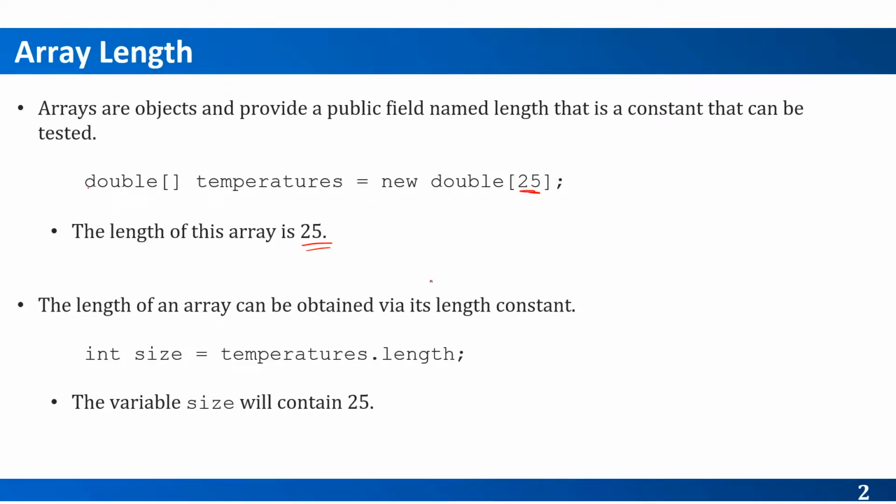Now, one thing that you need to learn is that later on, if you want to access the length of the array, you can access it using the reference variable dot length. So if I say int size is equal to temperatures.length, that is going to return an integer that will be stored in size, and that is going to be the length, which is 25. So that is a very nice way to access it, so you don't have to hard code the values.